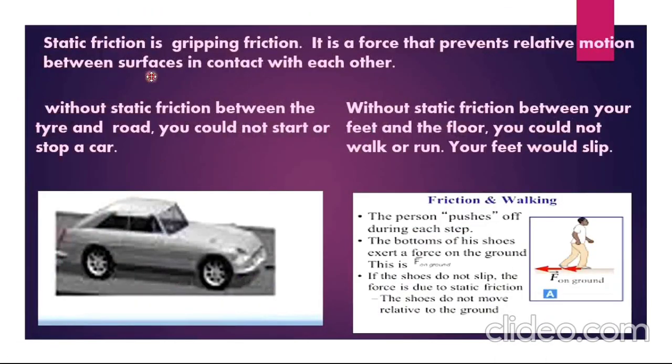Static friction is also called gripping friction. It is a force that prevents relative motion between surfaces in contact with each other. You could not start or stop a car without static friction between the tire and the road. You cannot walk or run without slipping if there is no static friction.